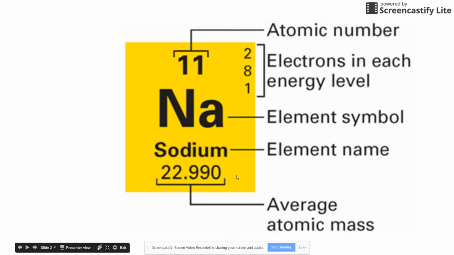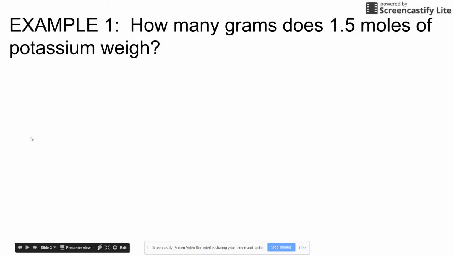And below, right here, is the average atomic mass, this 22.990. This number can be used to find out how many grams for every mole. So for sodium, 1 mole would weigh 22.990 grams. We're going to do a couple of examples.